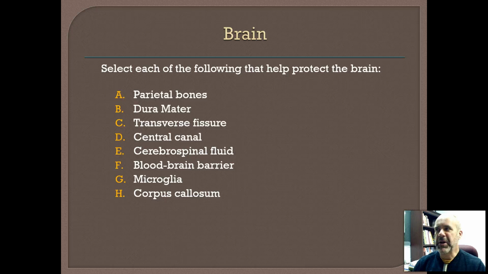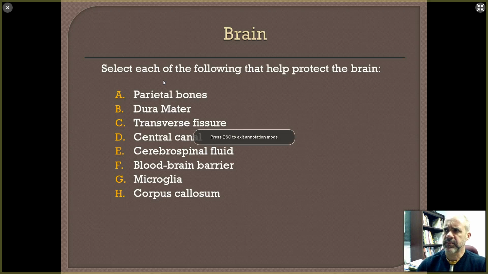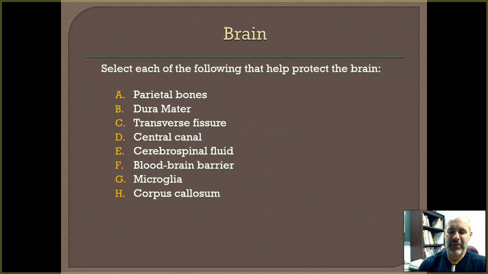All right, select each of the following to help protect the brain. Here we're going to pull together various things we've learned about, both in this unit and even earlier in the semester, about brain protection. Parietal bones, yeah, hopefully you're thinking yes on that. That is why we have those cranial bones in the skull, to help protect the brain.